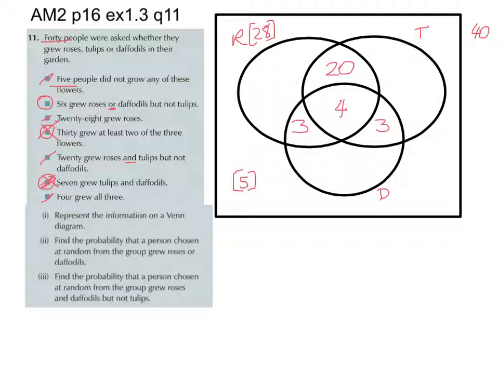Well, the roses, we've got 28 in total. That's 20 and 4 and 3, which is 27. So to make 28, we can only have one final person who just did roses only. And going back again, this piece of information, 6 roses, these 3 make 6. So 1 and 3 make 4. This last bit must be 2.